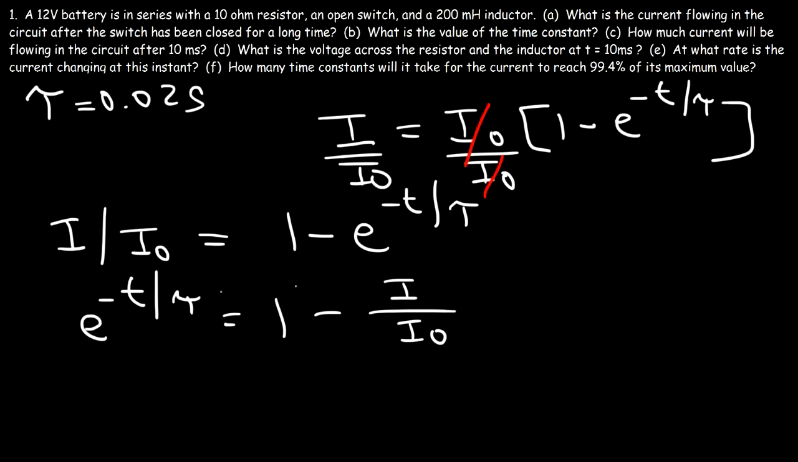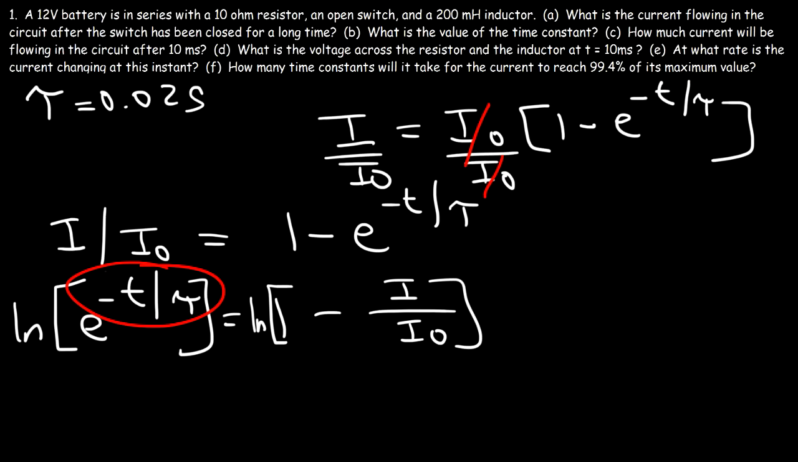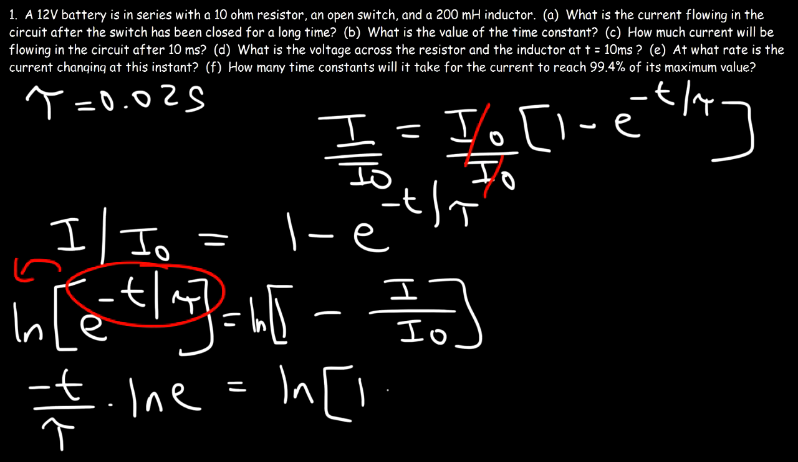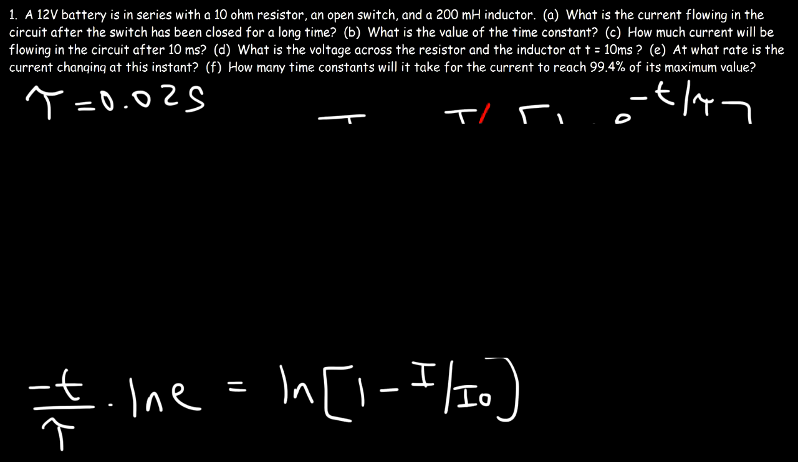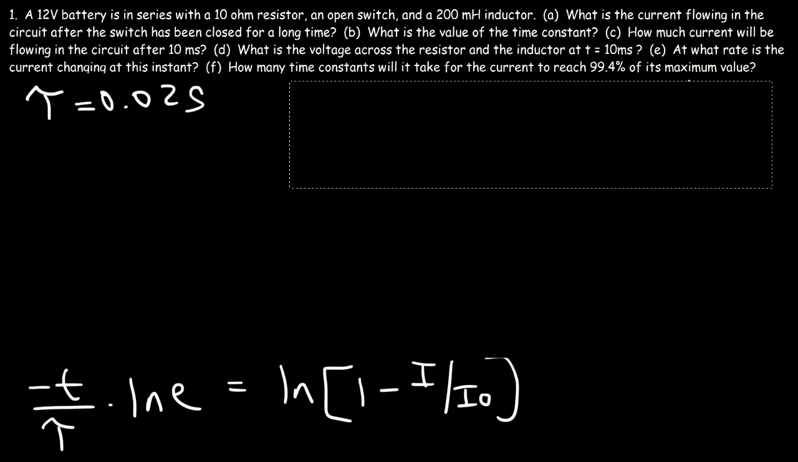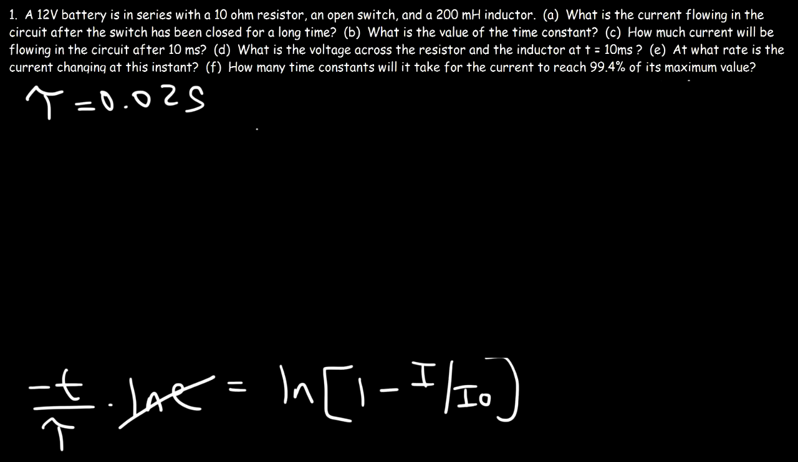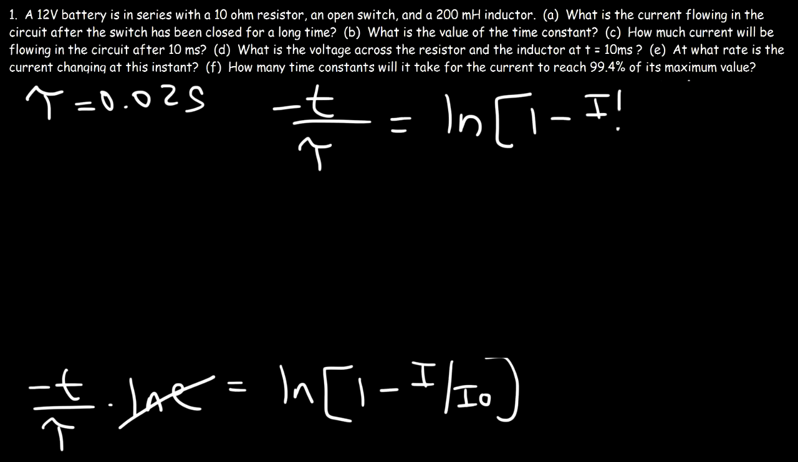So now I'm going to take the natural log of both sides. A property of logs allows you to take the exponent and move it to the front. So now what I have is negative t divided by tau times the natural log of e. And so that's equal to ln(1 minus I over I0). So at this point, we can get rid of ln e. ln e is equal to 1. So we have negative t divided by tau, and that's equal to ln(1 minus I over I0).